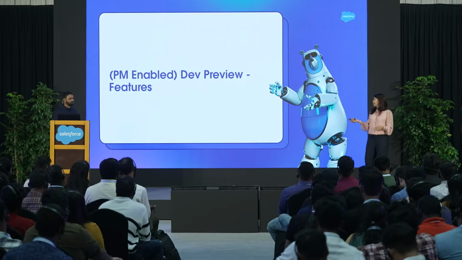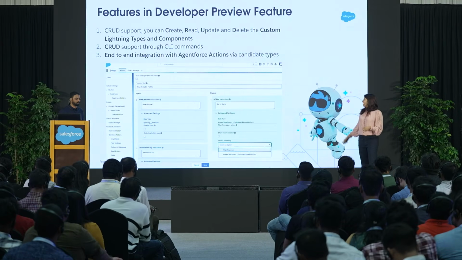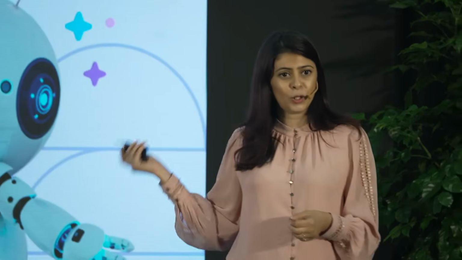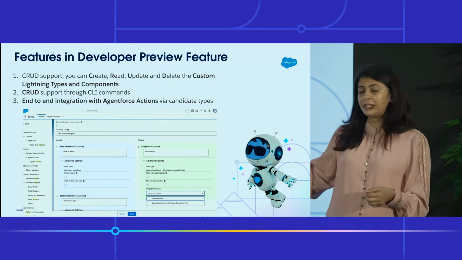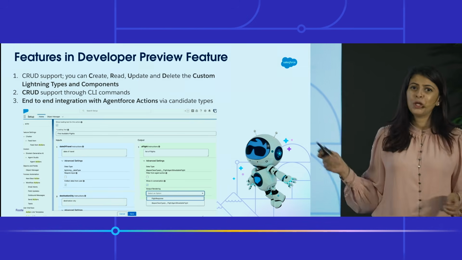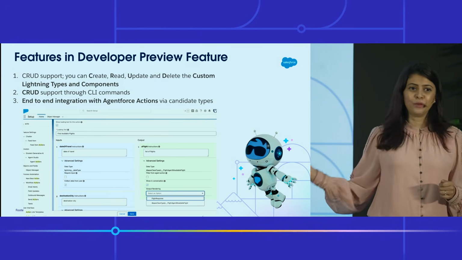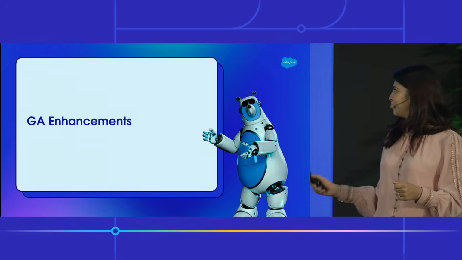The good thing is that now that you guys know about it, you can get it enabled too. I'm the PM on the feature, so you can just reach out to me and I can enable it in your developer orgs or sandboxes to try it out. It is going GA with Summer 2025, so it's going to be there in your production in almost 2 months from now. In developer preview, the entire CRUD lifecycle is already supported for you. CRUD is also supported through CLI commands to make sure that your developer experience is great. And the end-to-end integration with Agentforce already exists.